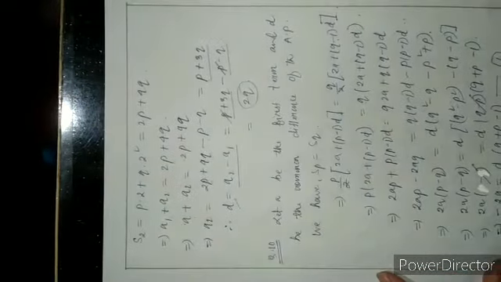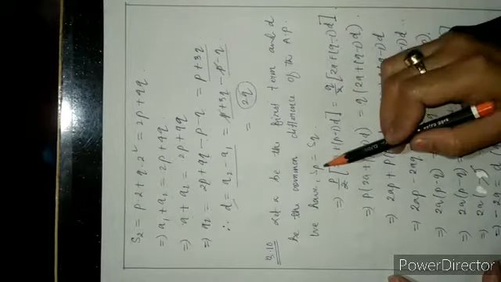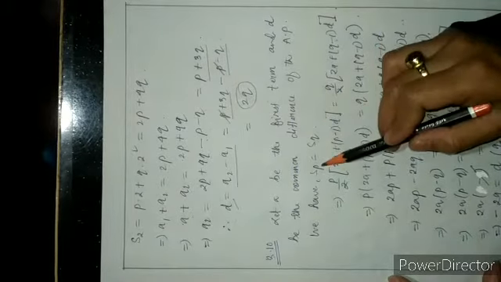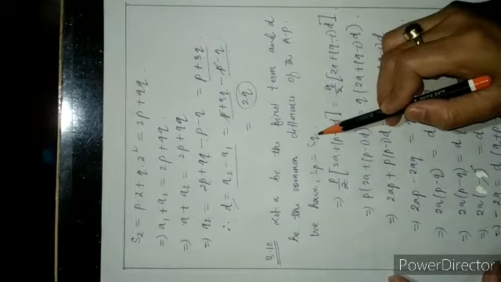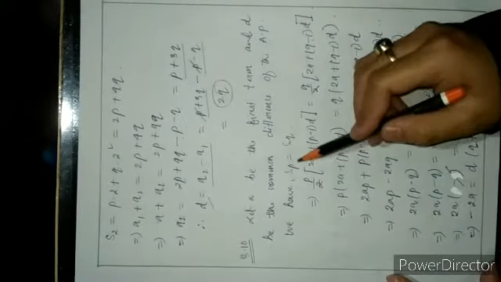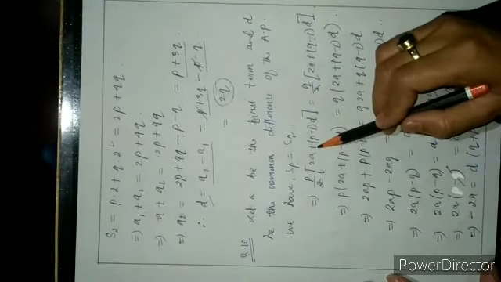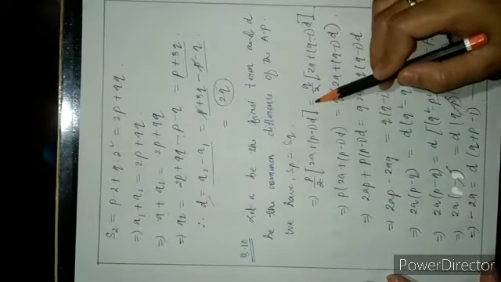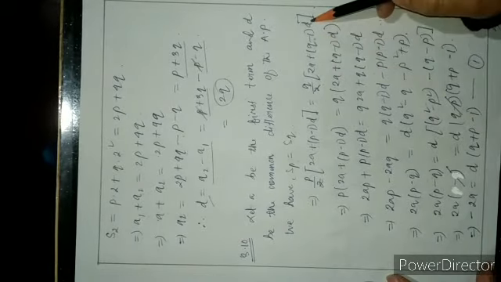Question number 10. Let us suppose that A be the first term and D be the common difference of the AP, and we have SP is equal to SQ. SP means the sum of the first P terms, and SQ means the sum of the first Q terms. Then write the formula of SP. P divided by 2 times of A plus P minus 1 D is equal to Q divided by 2 times of A plus Q minus 1 D.